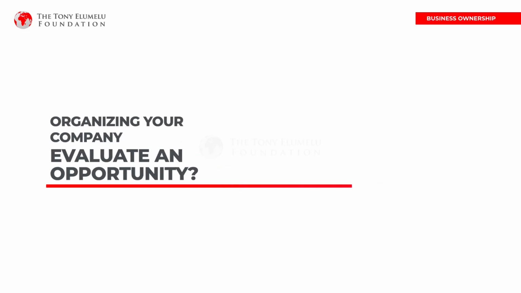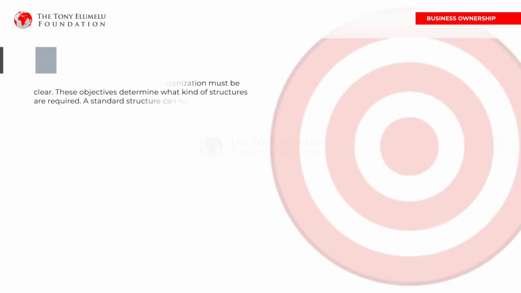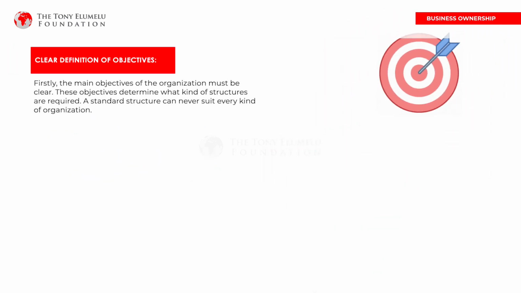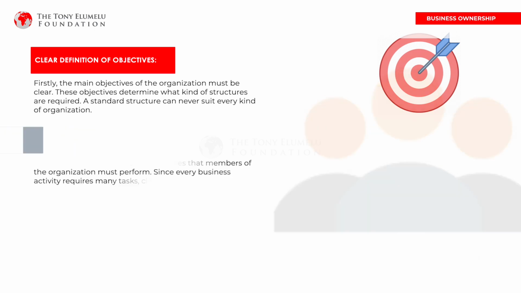Development of an organizational structure. Here are steps for the development of an organizational structure. Clear definition of objectives. Firstly, the main objectives of the organization must be clear. These objectives determine what kind of structures are required. A standard structure can never suit every kind of organization.